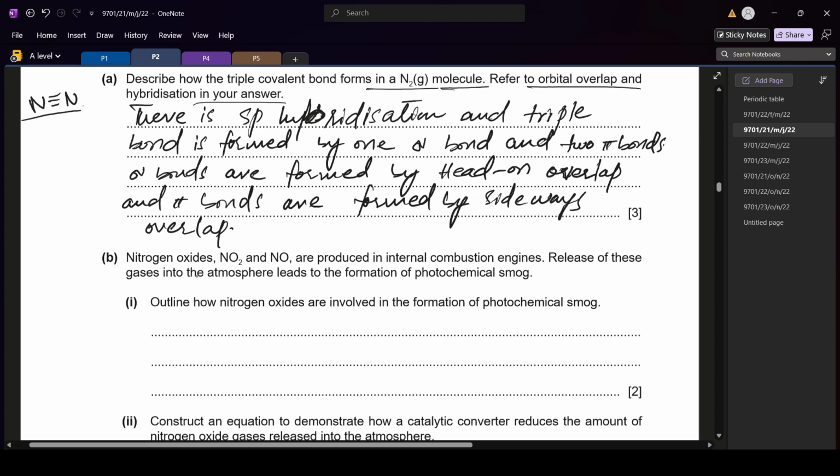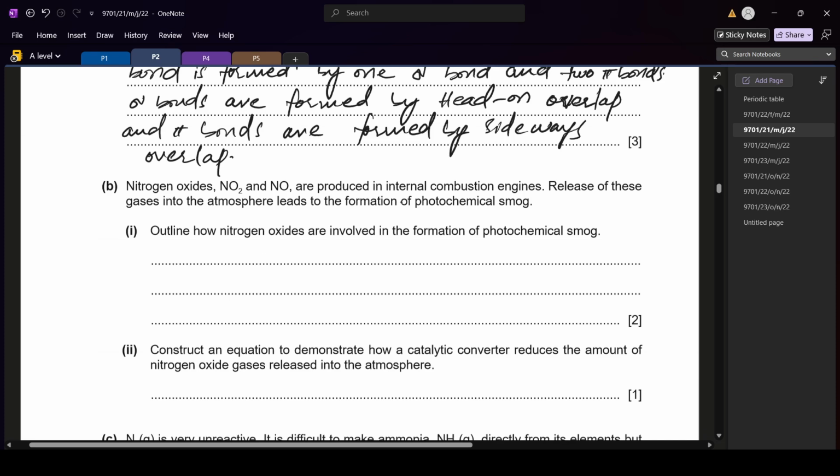Part B. Nitrogen oxides, nitrogen monoxide and nitrogen dioxide, are produced in internal combustion engines. Release of these gases into the atmosphere leads to the formation of photochemical smog. Outline how nitrogen oxides are involved in the formation of photochemical smog. So they react with unburnt hydrocarbons or volatile organic compounds to form peroxyacetyl nitrate, which is also called PAN.